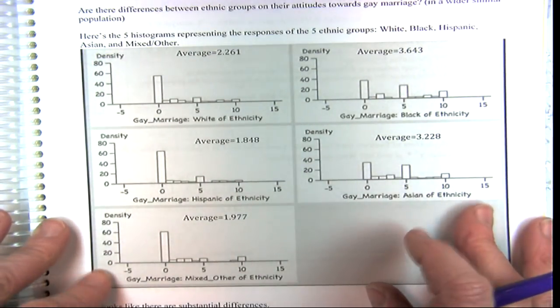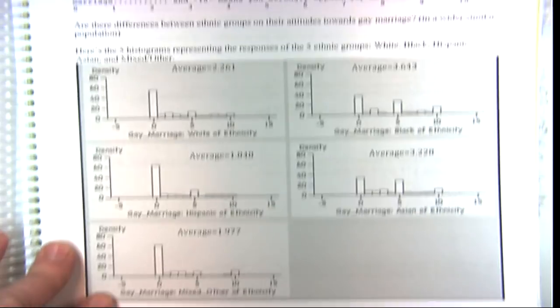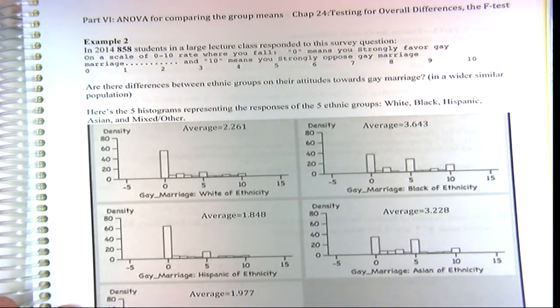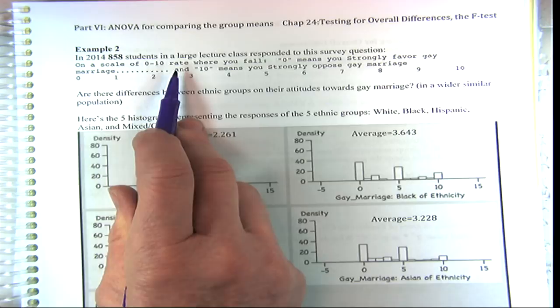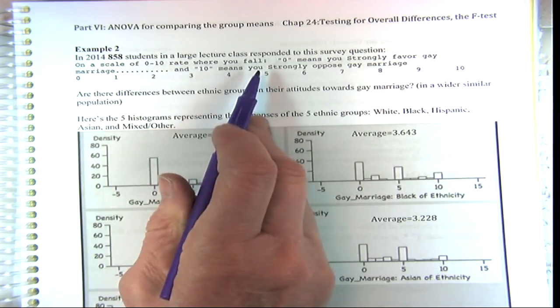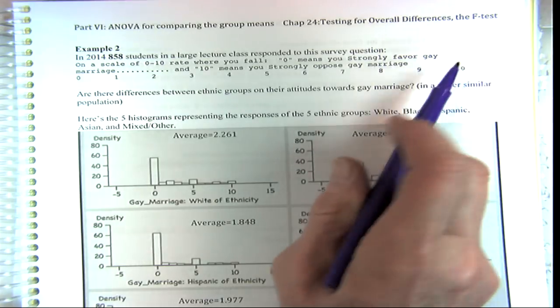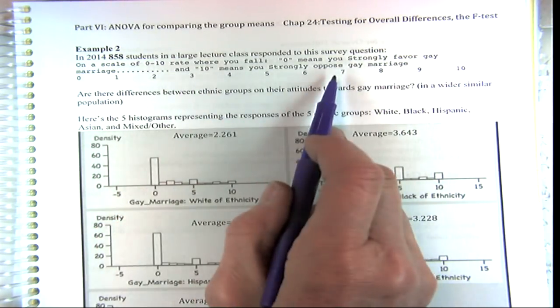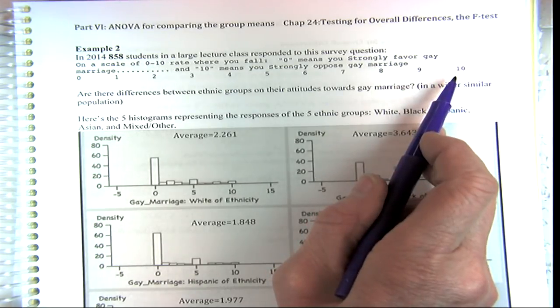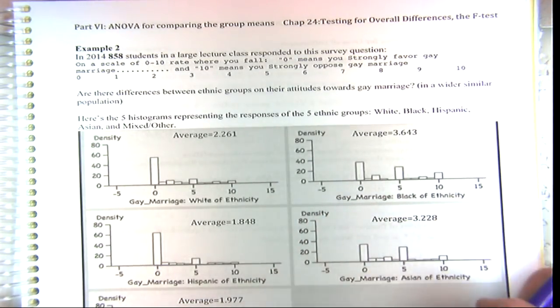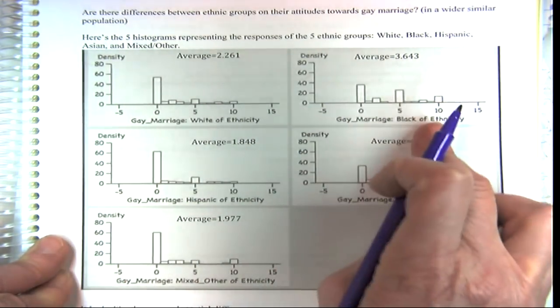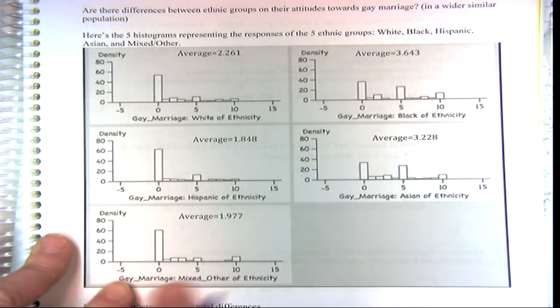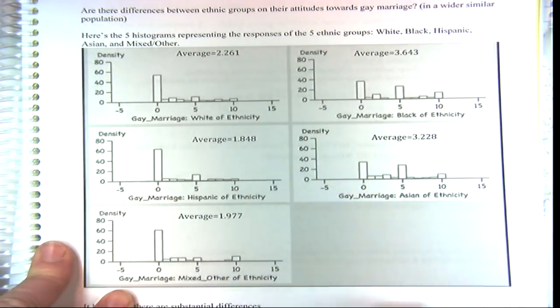Let's turn the page. So now here is an example from our own data from a previous semester, Stat 100 data. On a scale of 0 to 10, rate where you fall, where 0 means you strongly favor gay marriage and 10 means you're strongly opposed to gay marriage. People also identified their ethnicities: white, black, Hispanic, Asian, and mixed and other. We broke it into 5 ethnicities here.